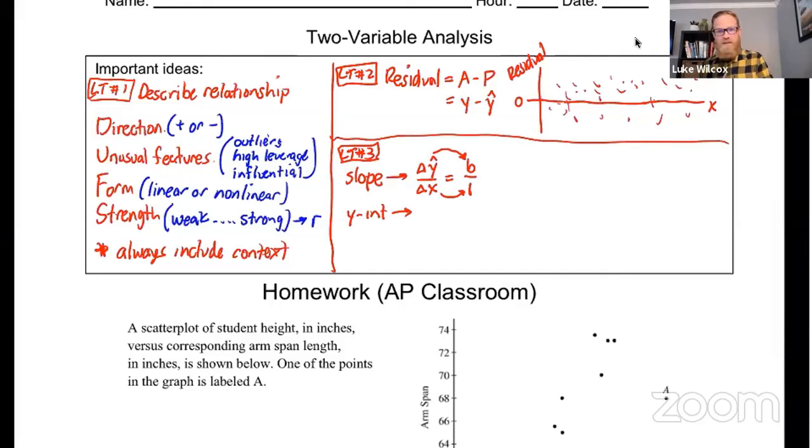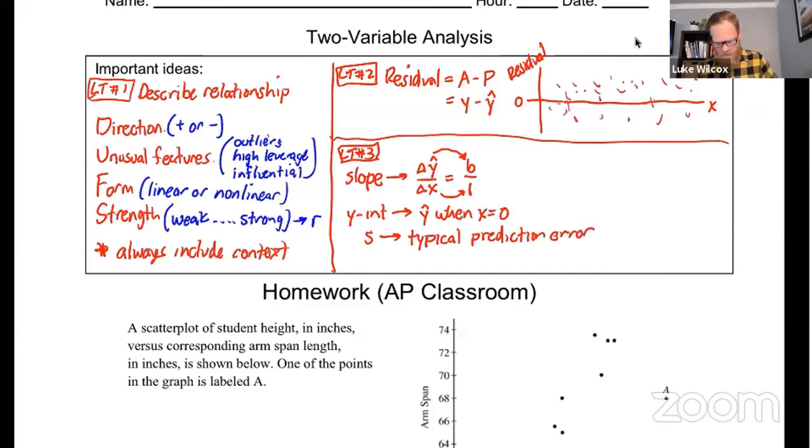All right, for the y-intercept, thinking back to your algebra days, that is the y value when the x value is 0. So I'm going to say that it's the predicted y value when x equals 0. But you would, of course, have to put that in the context of the problem. All right, the next one is S, which is the standard deviation of the residuals. And remember, I called that the typical prediction error.